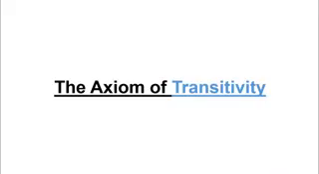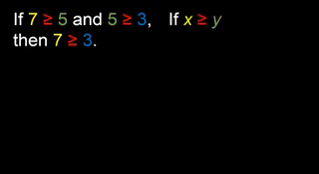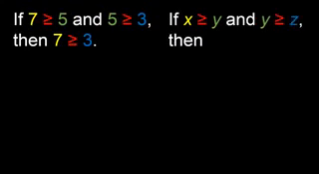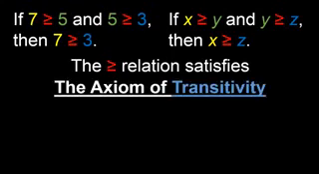We'll now talk about the second axiom, that's the axiom of transitivity. It'll probably not surprise you to know that if 7 is greater than or equal to 5, and 5 is greater than or equal to 3, then we can conclude that 7 is greater than or equal to 3. More generally, if a number x is greater than or equal to y, and the number y is greater than or equal to z, then the number x is greater than or equal to z. We say that the greater than or equal to relation satisfies the axiom of transitivity.